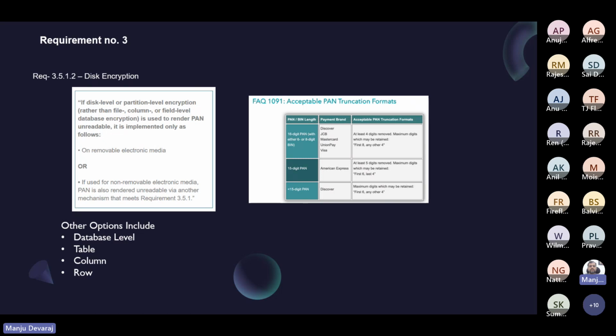So requirement number 3 continued. As I said very clearly, right? Disk encryption, partition level encryption, rather than file, means in a bracket, means you're not going into any other disk encryption. Here it says it is implemented only on removable media, or if used for non-removable electronic media, PAN is also rendered unreadable via another mechanism. Non-removable means hard disk attached to your system internally, not USB. Means disk encryption is okay, but you need to use now database level, column level, table level, or row level. I also missed that. Field level is another.